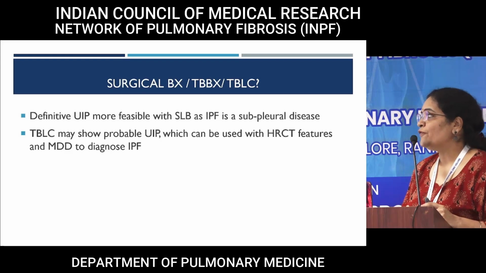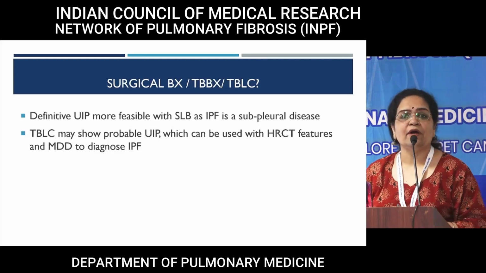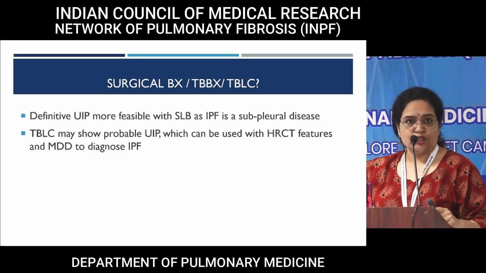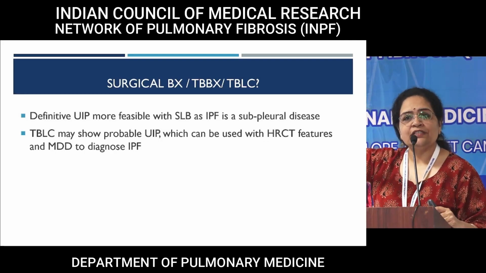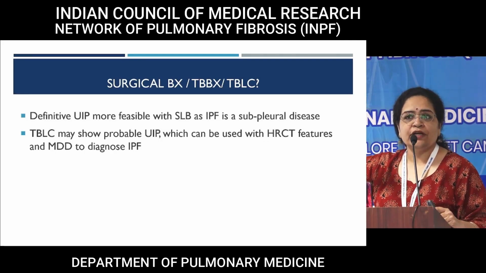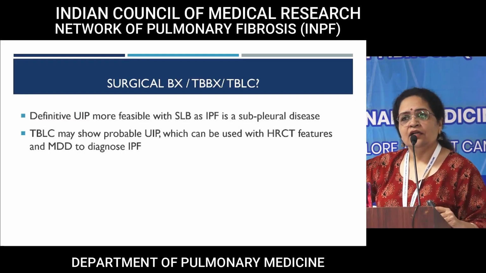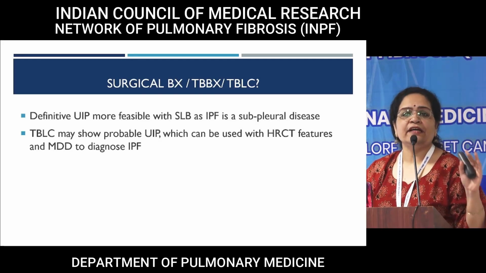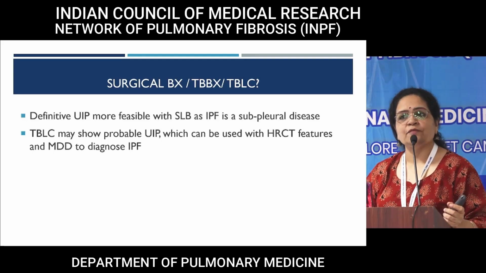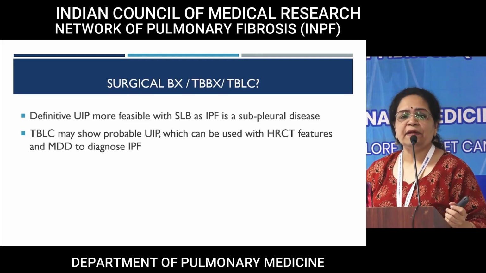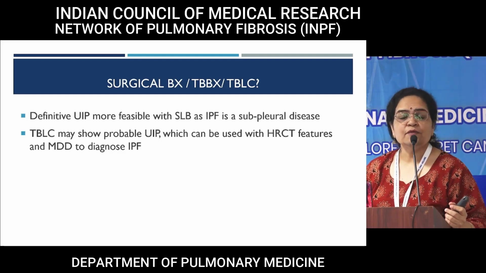Definitive UIP is more feasible, or is more visualized, with a surgical lung biopsy because, as I showed you on the CT, this is a peripheral disease. If I sample from the center of the lung with either a transbronchial lung biopsy or a cryobiopsy, my probability of getting typical features of UIP is very low. I may get some islands of fibrosis. If I do a surgical or a VATS biopsy, characteristic features can be picked up because all the features are peripherally located. Can I do transbronchial cryobiopsy?